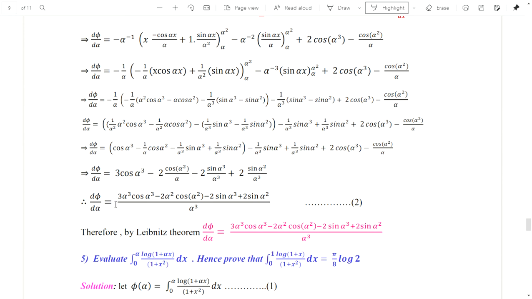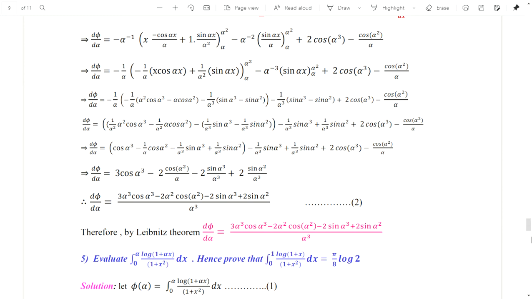Therefore, by Leibniz theorem, d phi by d alpha is equal to this one. Here we have not done the verification. The problem is asked as find d phi by d alpha by Leibniz rule. That's why, by applying Leibniz rule, we found what is d by d alpha of cos of alpha divided by alpha. This is the final answer.